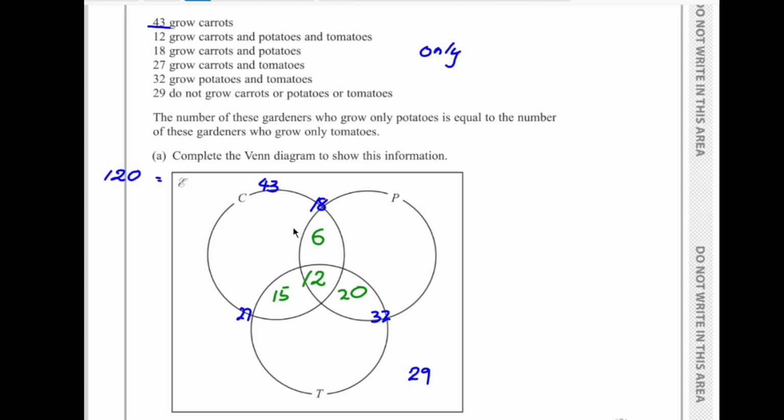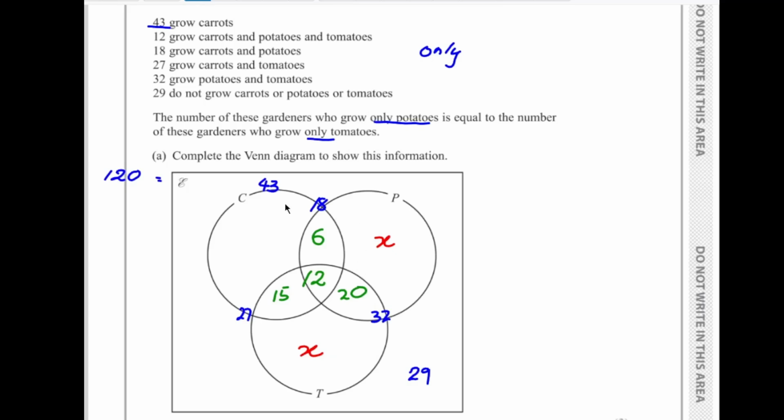After that, now we need to go to this statement. The number of these gardeners who grow only potatoes. So only potatoes is this one, is equal to the number of these gardeners who grow only tomatoes, is this position. So they're the same. The amount is not given, but we've been given that they are the same. Therefore, let's introduce a letter there. We don't know the amount. Number of gardeners we don't know.